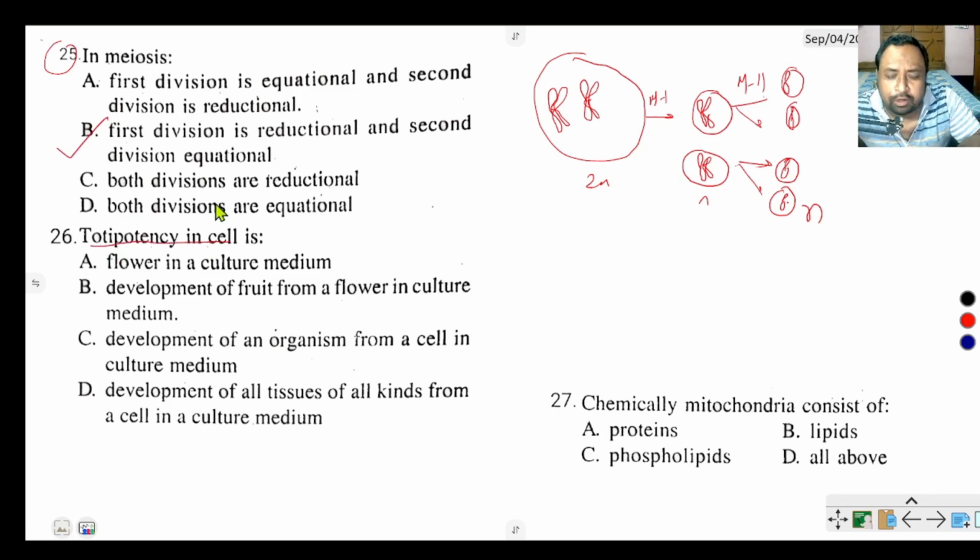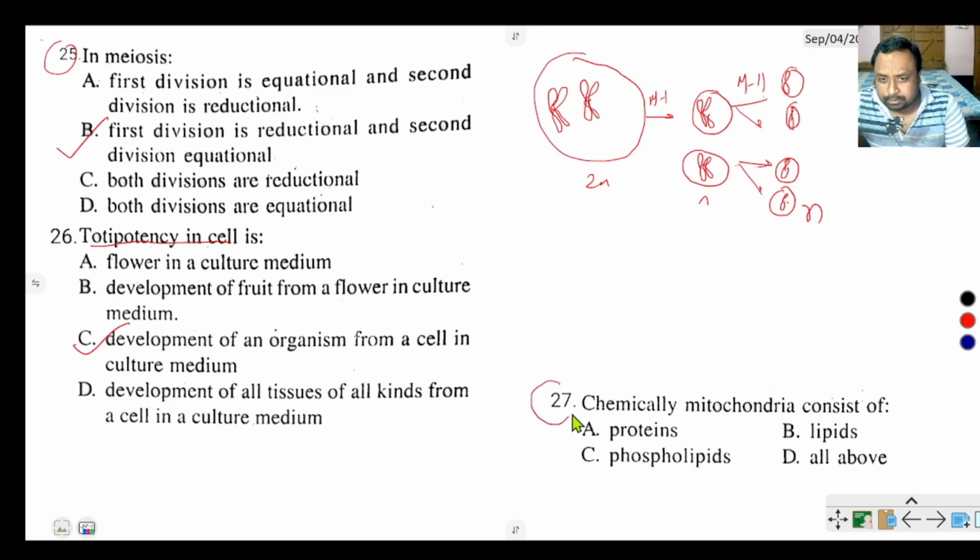Totipotency in a cell. What is totipotency? Totipotency means the ability of a cell to produce a whole organism. That means the development of an organism from a cell in culture medium. All plant cells are totipotent cells. But in human beings, only the inner cell mass or embryonic stem cells are totipotent.